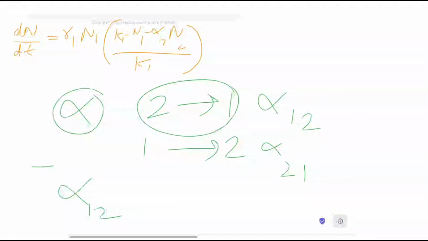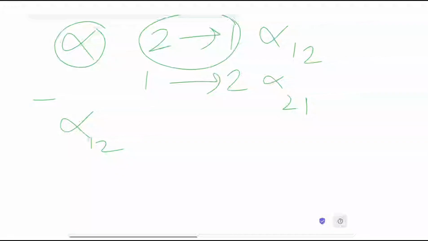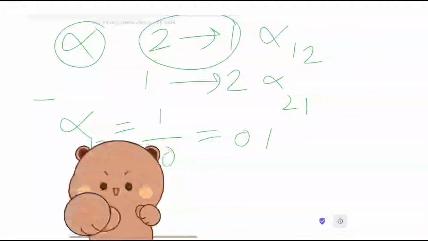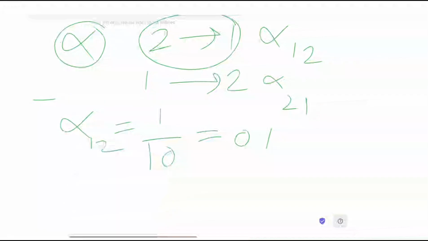So what will be the next step? So alpha 21 is equal to 1 by 10. That means one individual of species 2 is reducing species 1's growth as much as 10 individuals of species 1. So 1 by 10 gives 0.1. This means species 2 competes less strongly with species 1 compared to species 1's own members.